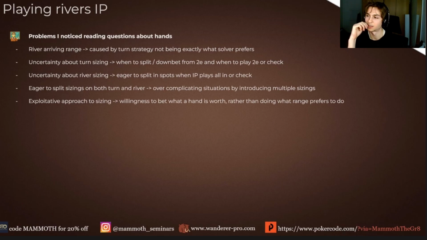And does it fit for every stack size? If I have 50 big blinds, do I go 2E or check on the turn when the turn is a brick? On most, let's call them tournament stack sizes, yes. So 30, 40, 50. You're going to see splits at around 100 blinds or so, 80 blinds perhaps.